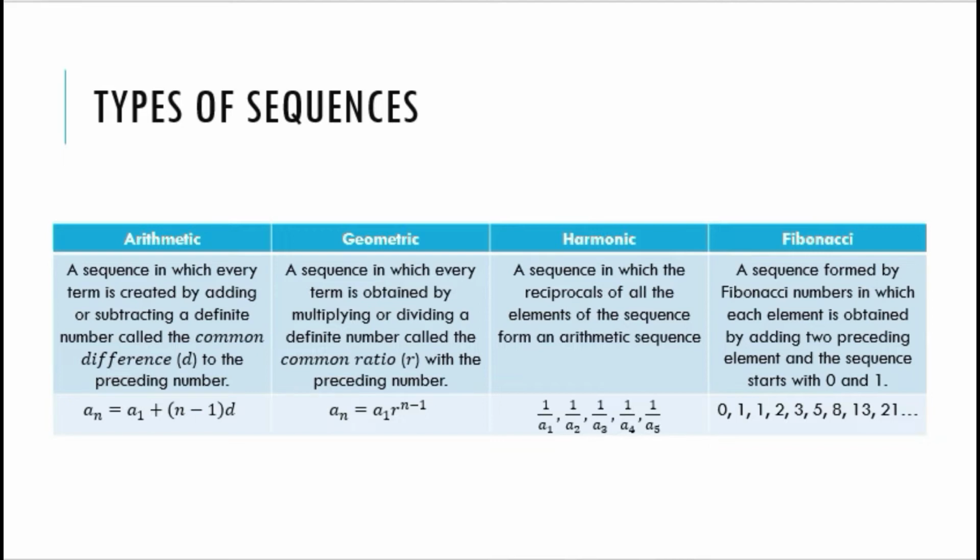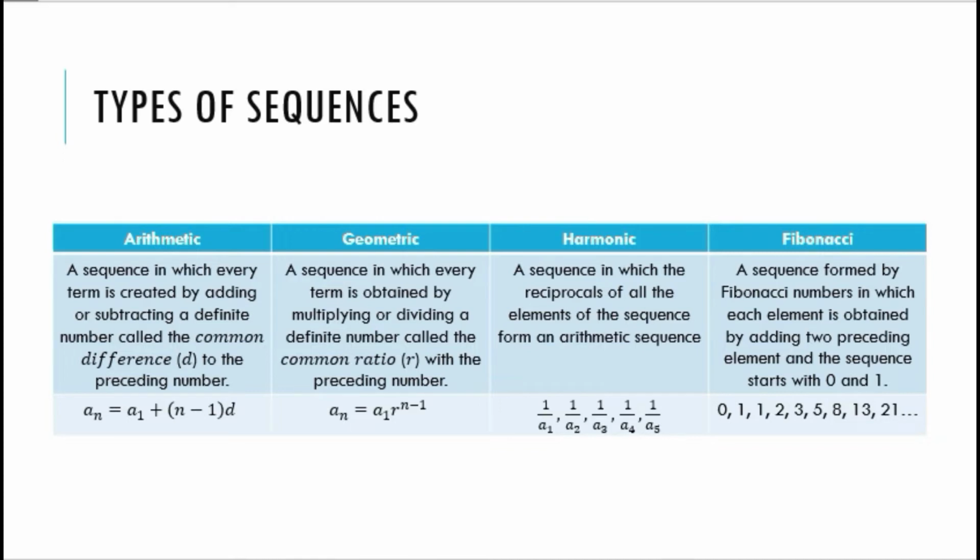So next up, we have a geometric sequence. It is a sequence in which every term is obtained by multiplying or dividing a definite number called the common ratio with the preceding number. So in arithmetic, we get the next term by adding or subtracting the common difference, whereas in geometric, it is obtained through multiplying or dividing. The formula listed below can also help us find the nth term in a geometric sequence.